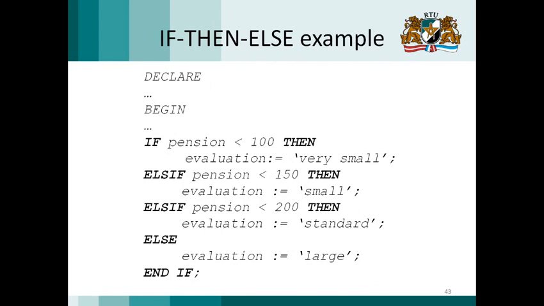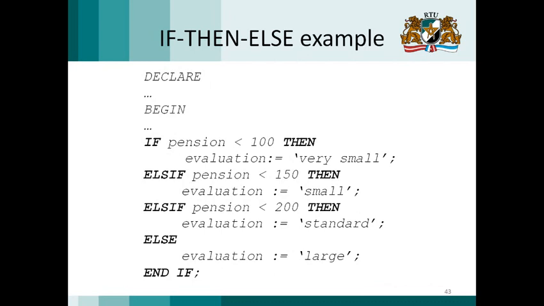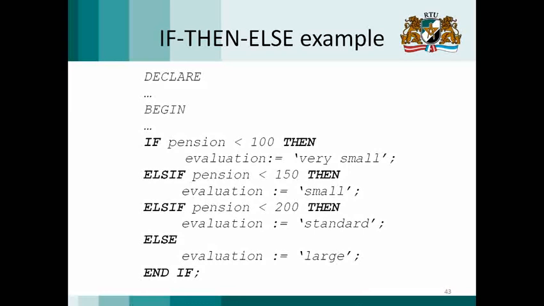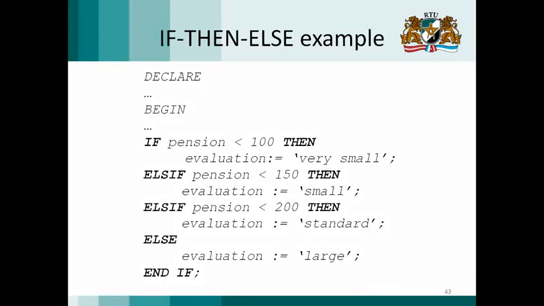It is of course a construction that we use in this begin end block, but because it is a program logic, it is something that we want to do. And in this example, there are several conditions. First, we compare the pension. If pension is smaller than 100, then we assign the variable evaluation that it is very small pension.